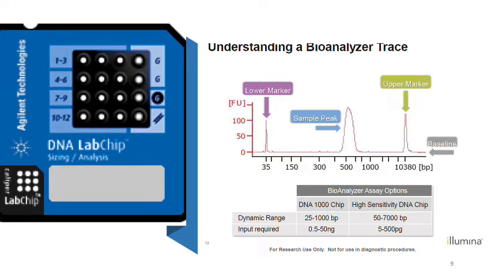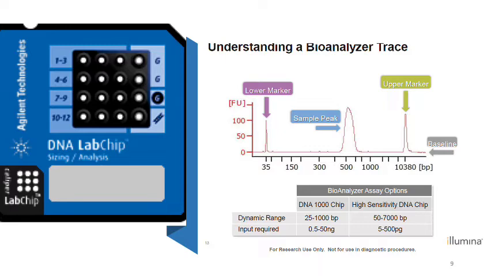Each chip contains an interconnected set of gel-filled channels that allow for molecular sieving of nucleic acids. A series of electrodes within the microchip control sample movement. Inside the chip, the library DNA and the 2 markers are separated by size. On the right-hand side of the slide is an example of a bioanalyzer trace.